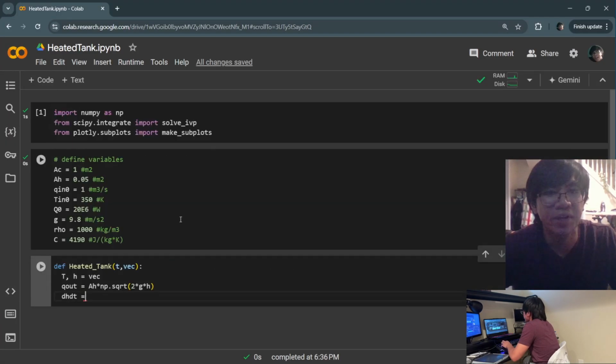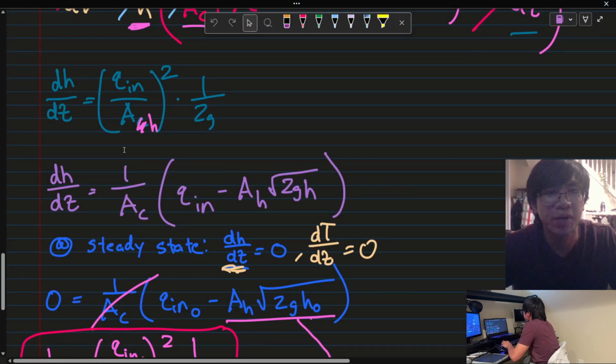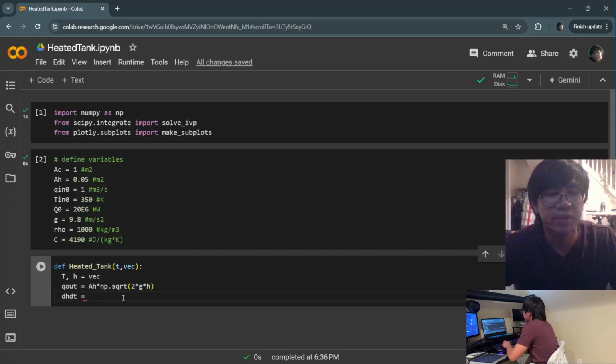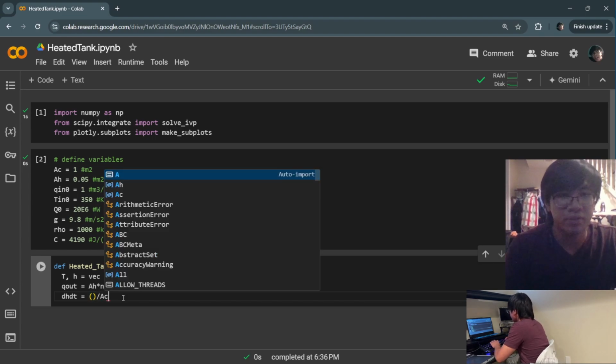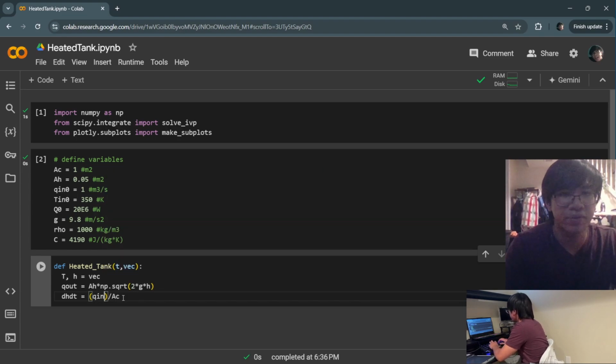Okay, so it's actually kind of staring me right in the face. It's this term here. So 1 over our cross-sectional area of the tank, and then the difference of our Q in and Q out. Remember, this was a substitution. So dH/dt is, I'll do parentheses here, maybe. There we go. Divide that by cross-sectional area of the tank, and then we have the difference of our inlet and outlet flows. And I can just write Q out here since we have Q out up here. Awesome.